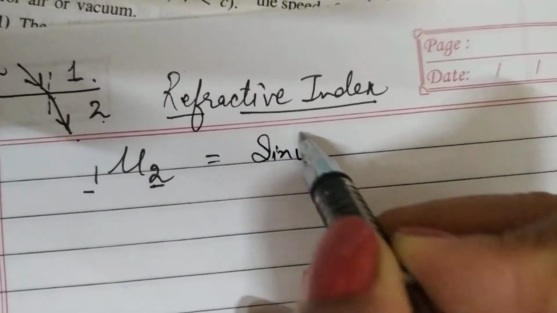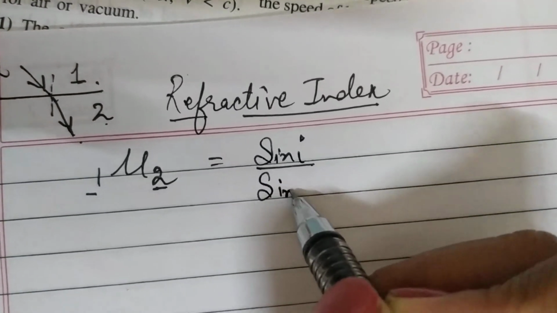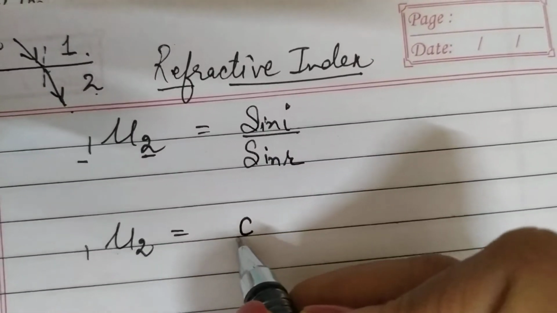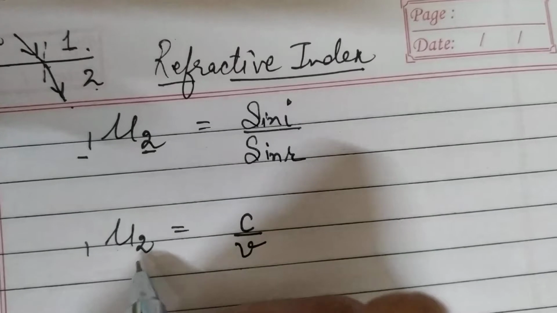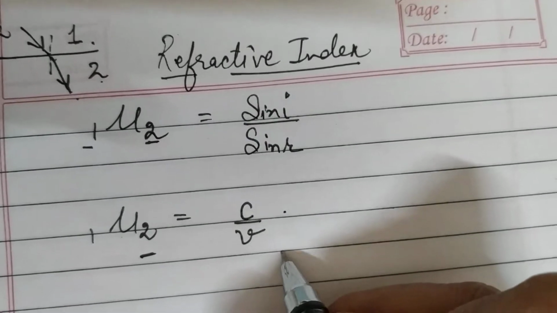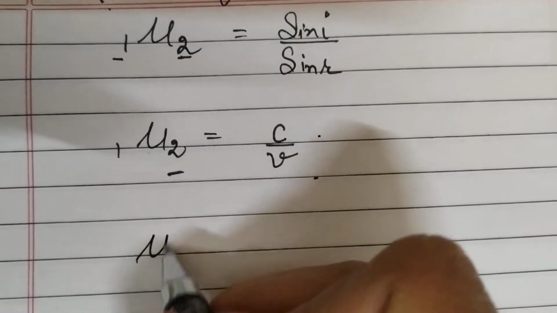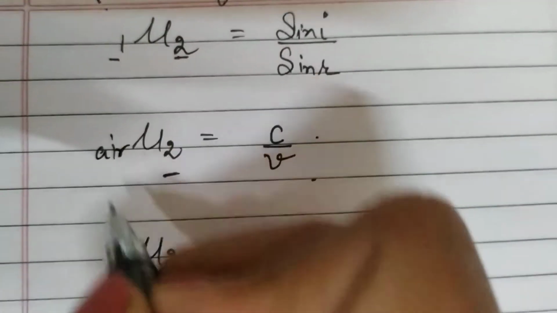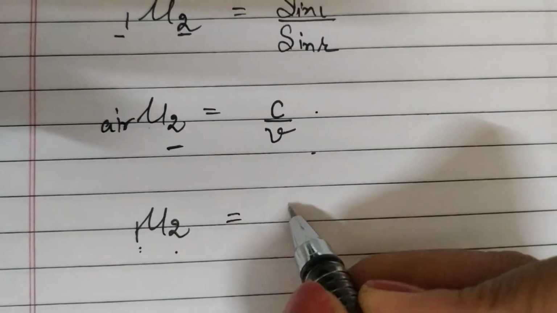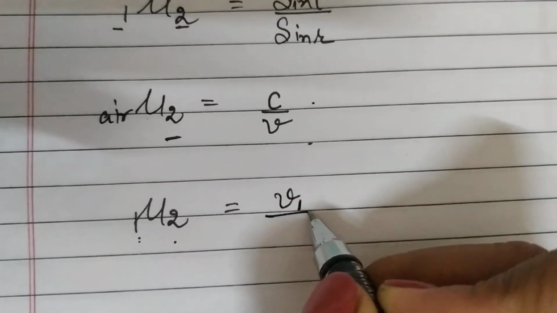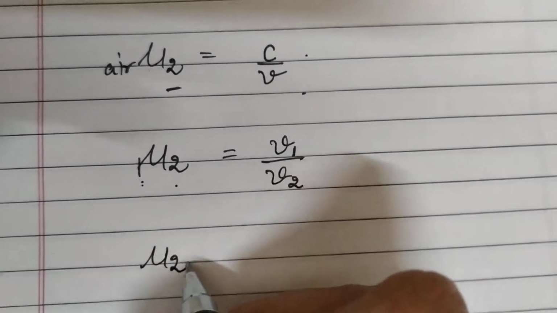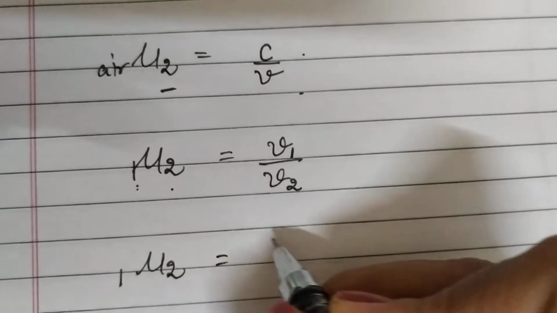The first formula which we did was the ratio of sine of the angle of incidence to the sine of the angle of refraction. Then we discussed when light is traveling from air towards a medium, the refractive index of the medium will be the ratio of the speed of light in air to the speed of light in that medium. And if the light is not traveling from air, but is coming from one medium like glass to water, then we will take the ratio of the speed of light in the first medium to the speed of light in the second medium.